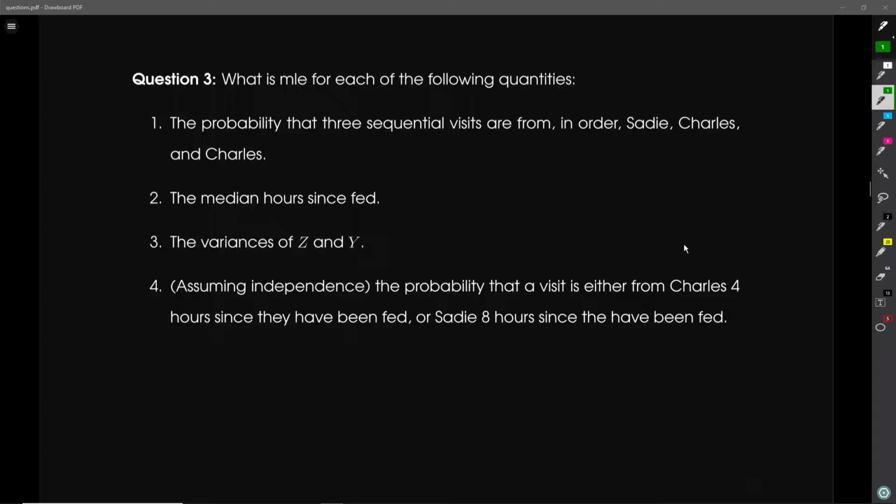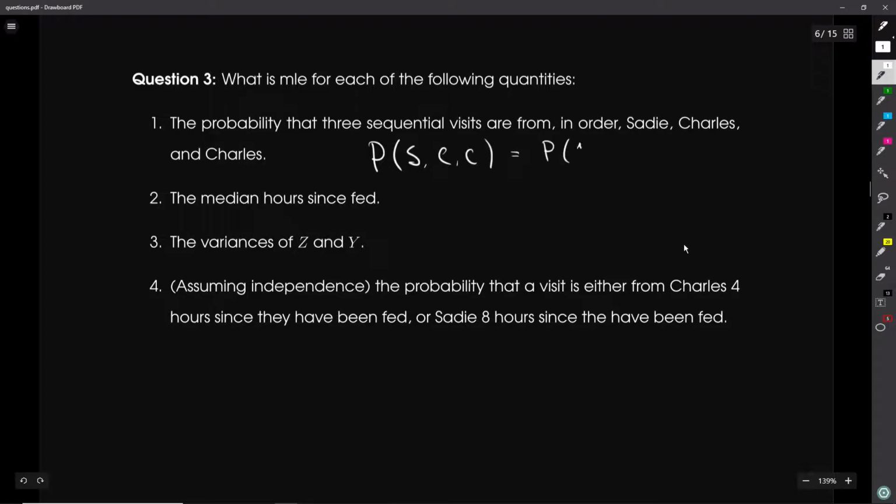Okay, so taking a look at question 3 here, what we notice is that we want to find the MLE for a bunch of different quantities. And so let's take a look at the quantities that we're thinking about and try and piece together how we're going to do it. So the first one is we want the probability that 3 sequential visits are from, in order, Sadie, then Charles, and then Charles again. Okay, so this is saying, what is the probability that 3 visits in a row go Sadie, Charles, Charles, or using the notation from question 1, that's the probability that we observe a 1 and then a 0 and then a 0. Okay, and we want the maximum likelihood of this.